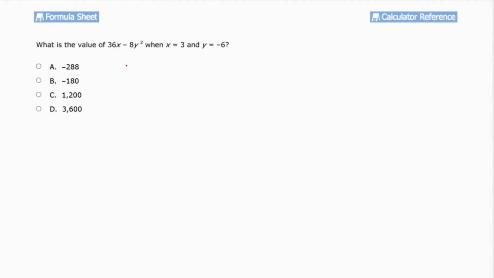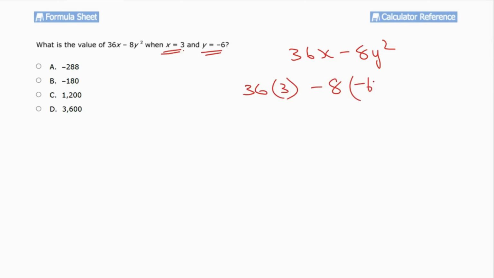Next one, what is the value of 36x minus 8y square when x is equal to 3 and y is equal to minus 6? So the given expression is 36x minus 8y square. You have given the values here, x is equal to 3 and y is equal to minus 6. So what you have to do is just substitute these values in this expression. So 36 times x, which is 3, minus 8, y is minus 6 whole square.